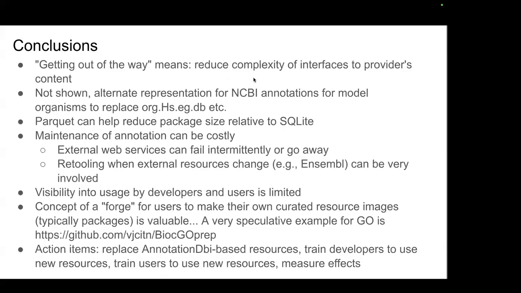Getting out of the way means reducing the complexity of the interfaces to the content. I can replace org.Hs and all the other things for all model organisms. Parquet can reduce the package size. This is a costly operation, right? Managing annotation for other people.